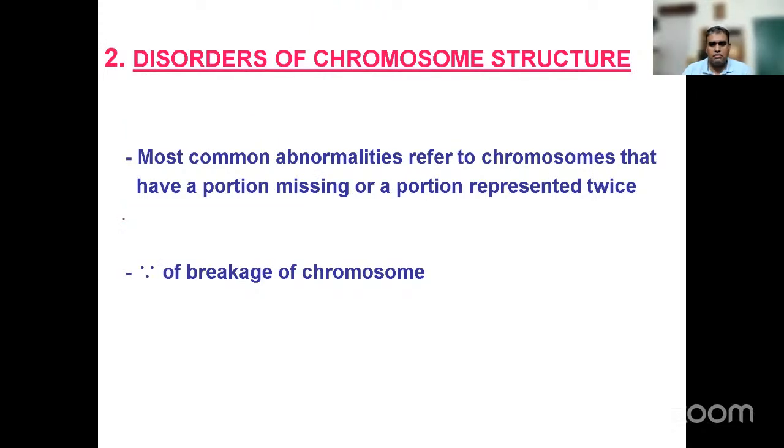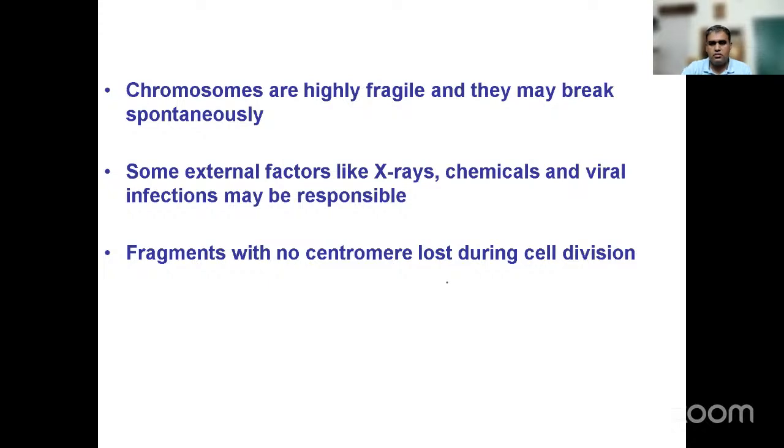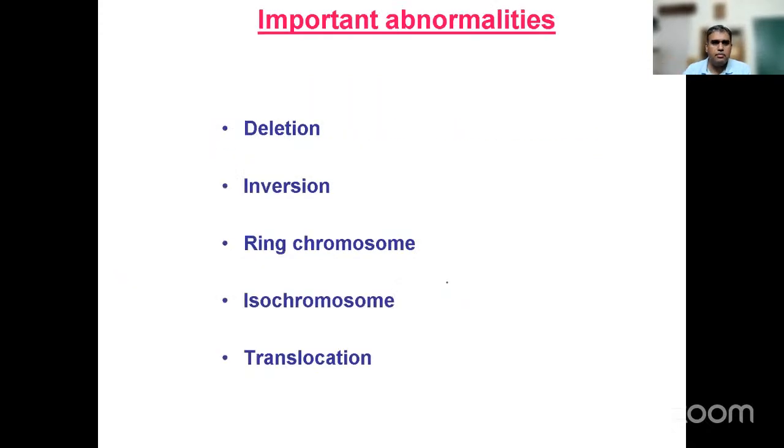Now, chromosome number we have seen; now structure. Most common abnormalities refer to chromosomes that have a portion missing or a portion represented twice, or breakage of a chromosome. Now look at the structure problems over here. These are the important abnormalities normally seen in chromosomal structure. We have chromosome deletion. Just note them down, they are very important for answering: inversion, ring chromosome, isochromosome, translocation. Remember we heard of Robertsonian translocation. Translocation where a part is located separately here and there, that is simple translocation.